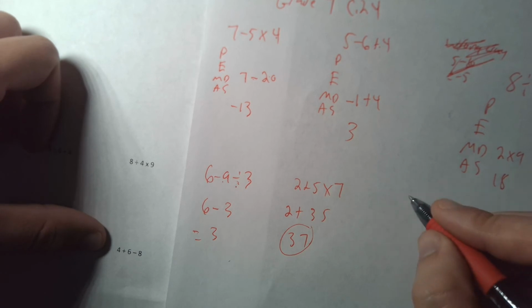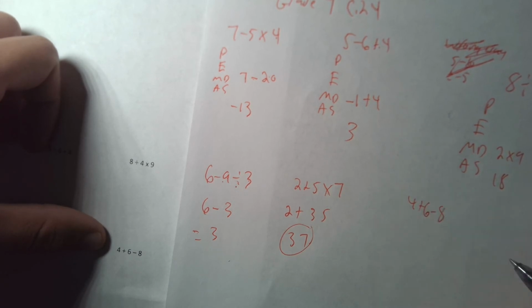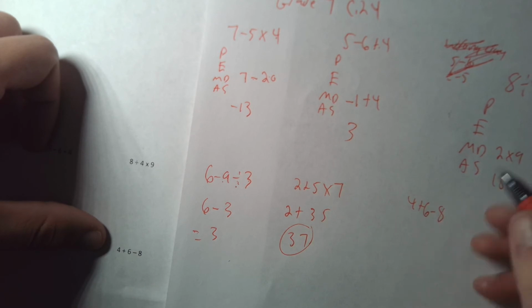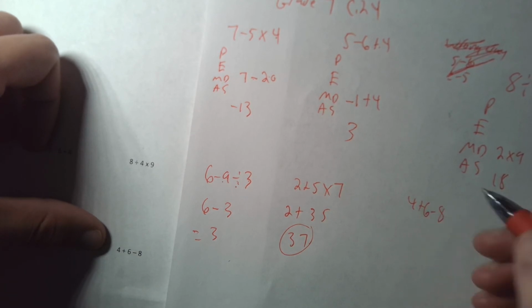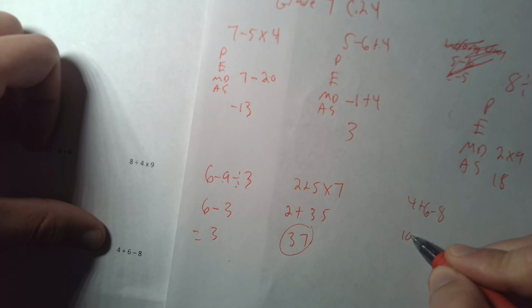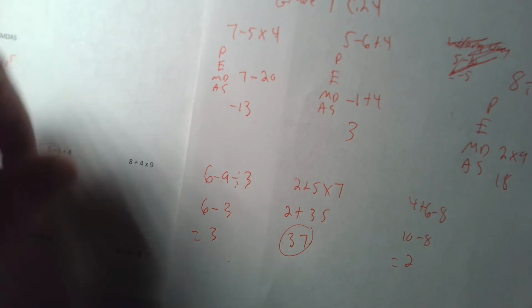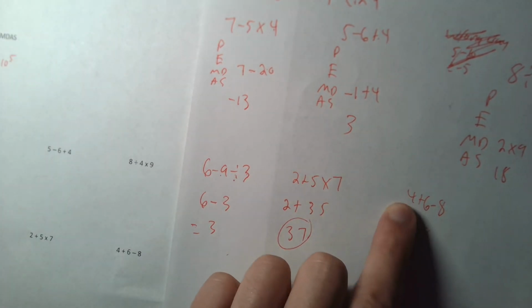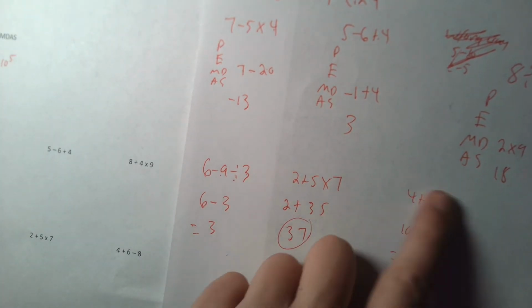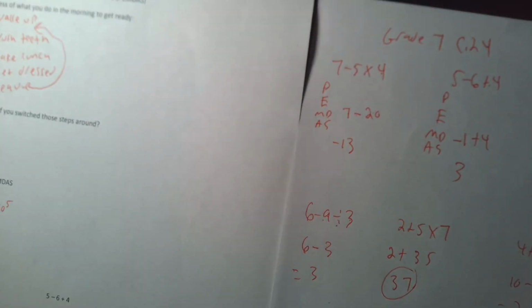And 4 plus 6 minus 8. Okay, add or subtract, left to right. So in this case, I'm going to add first. 10 minus 8 is 2. Again, because it's add or subtract left to right. Just like you read left to right, we're going to add or subtract left to right.